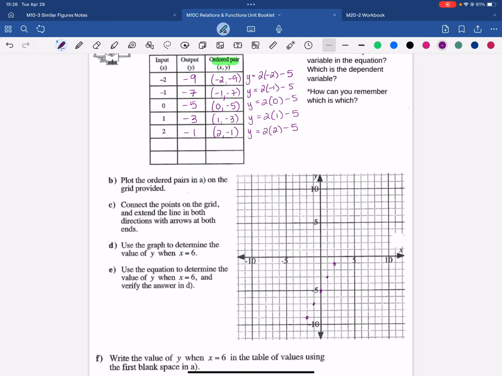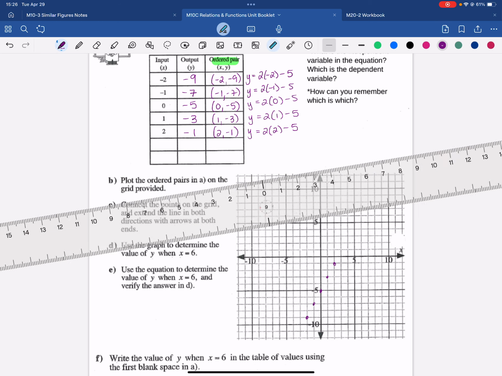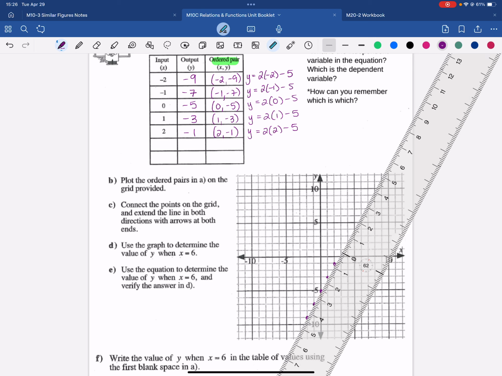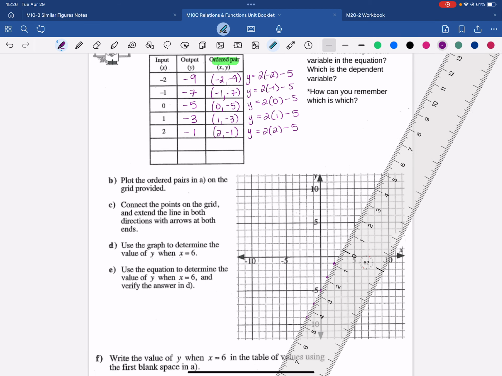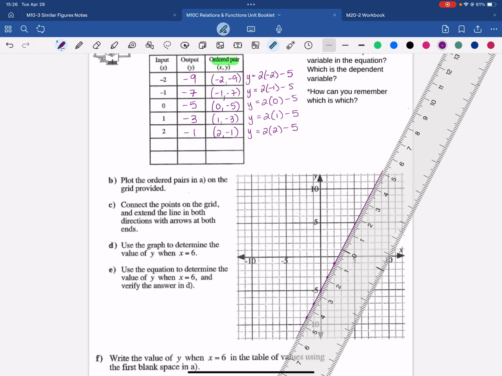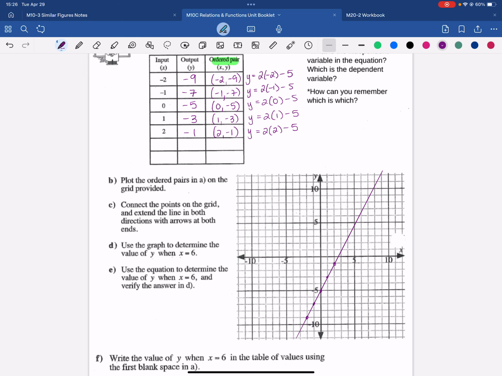Connect the points on the grid and extend the line in both directions with an arrow. Please use a straight edge. Your graphing calculator case can actually function as a straight edge as well for you. Make sure you extend it as far as you can on your graph until you reach the edges, and don't forget, I want to see arrows on both ends of that. Even if it doesn't say so, please put arrows, because we're given an equation. We can keep going in either direction. We are just plotting a piece that we know.